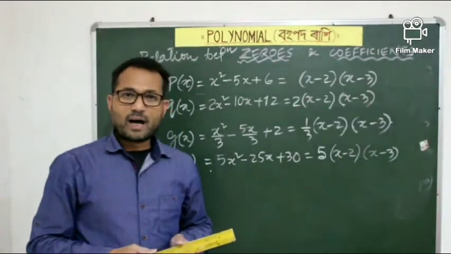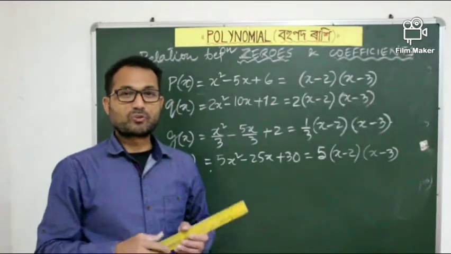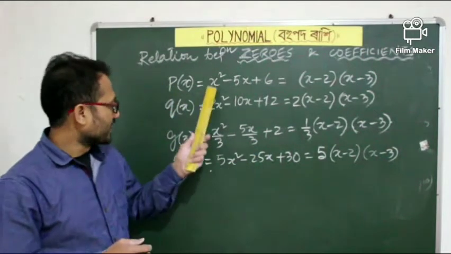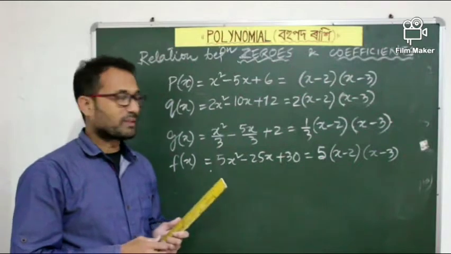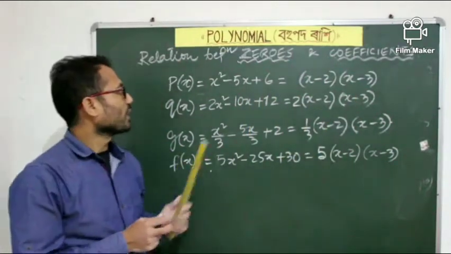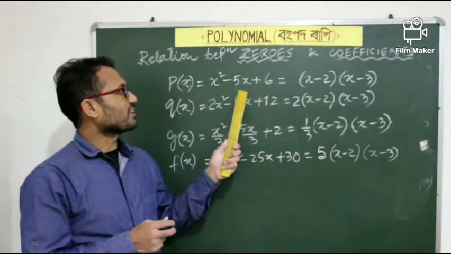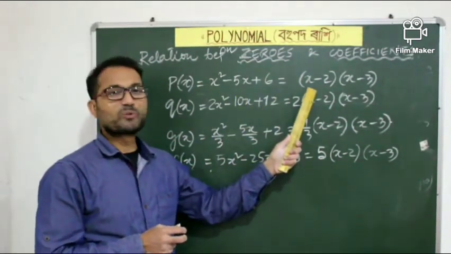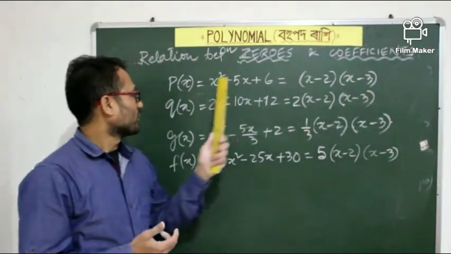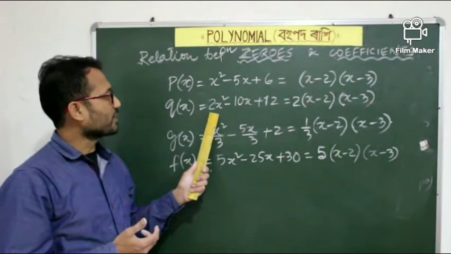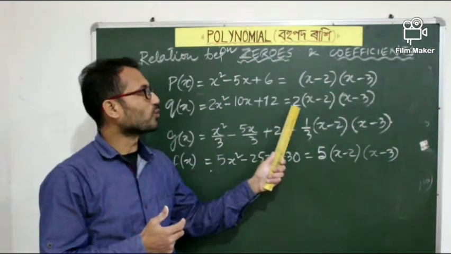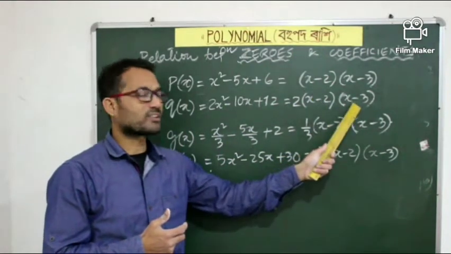Okay, now let us find the zeros of some more quadratic polynomials. I am taking here 4 quadratic polynomials whose factorizations have already been made by me. The first is x squared minus 5x plus 6, and its two factors are x minus 2 and x minus 3. For this polynomial 2x squared minus 10x plus 12, we got the factors as 2 times (x minus 2) times (x minus 3).